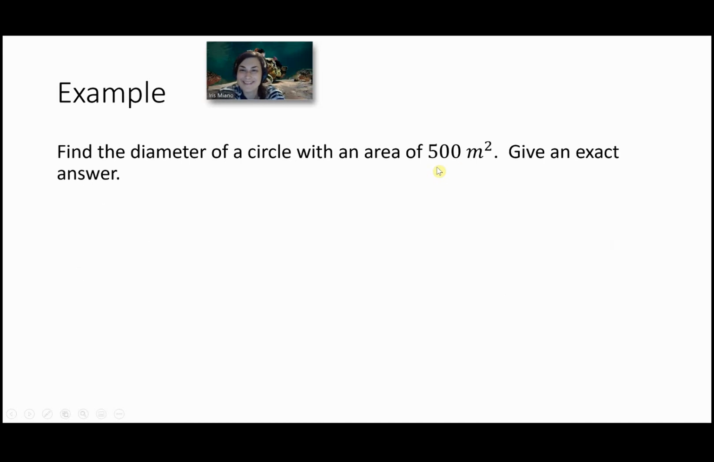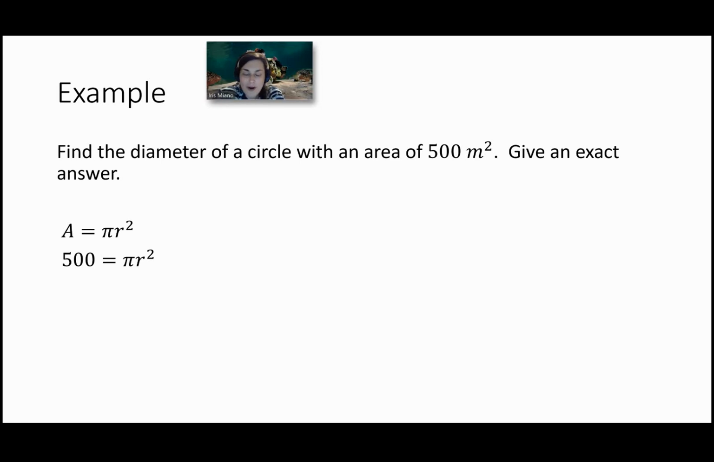Moving on. Let's find the diameter of a circle with an area of 500 meters squared. Give an exact answer. Here we go. Reference the appropriate formula. Plug in what you know. The area is 500 meters squared. We are set to find the diameter. Careful, diameter, not radius. Even though the formula is in terms of radius, once we calculate the value of r, we're going to have to double it to get the diameter. So keep that in mind, okay?